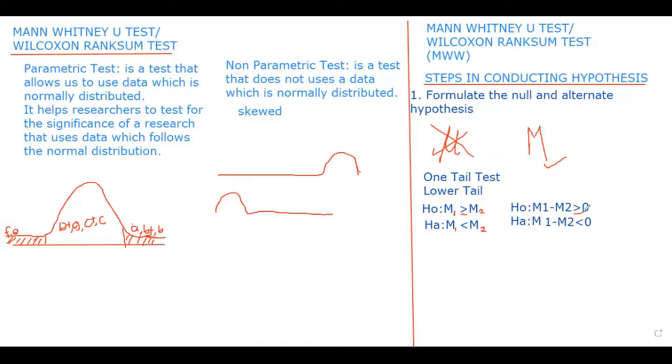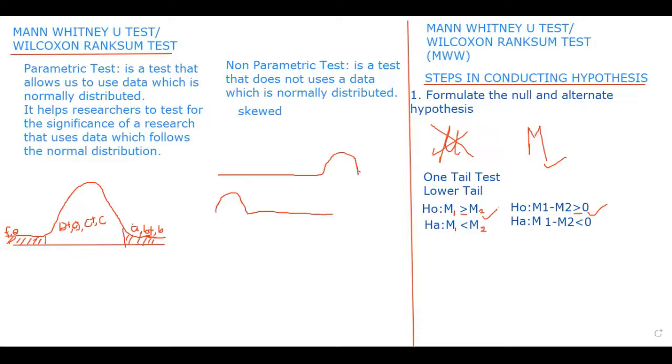So when you write this or this, you get it correct. But you can use this if you don't want to get confused. This one says the first median is greater than or equal to the second median, and this one says the first median is less than the second median. All right, so we've looked at the lower tail test.